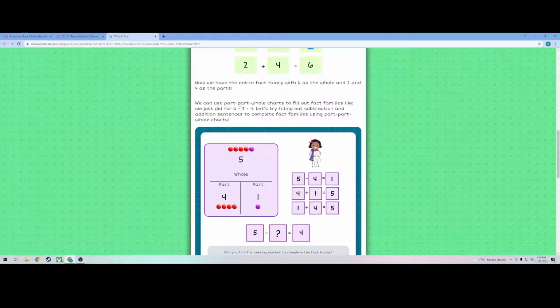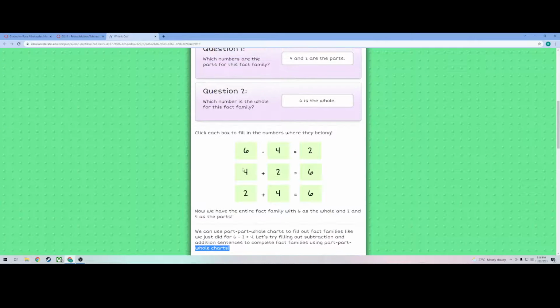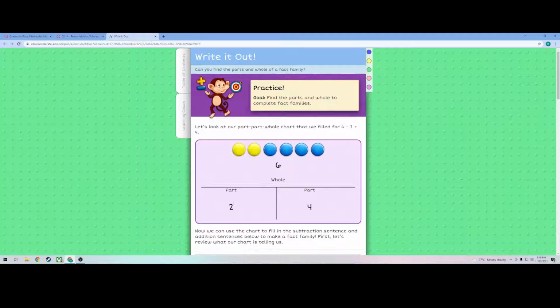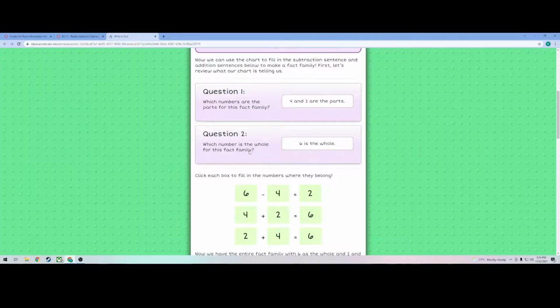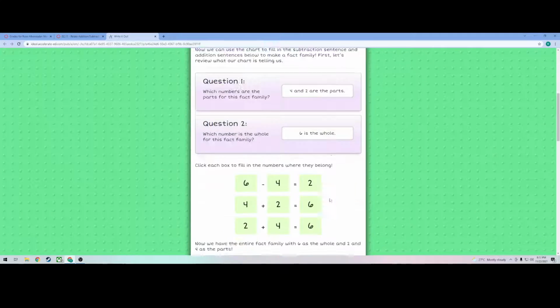Okay, you can use a part whole chart to fill out fact families, just like we did for 6 minus 2 equals 4. Let's try filling out subtraction and addition sentences to complete fact families using part whole charts. So what do you call this? Part whole chart. The whole is the total number, and I can break it into 2 parts, 2 and 4. Okay, so this is the fact family.